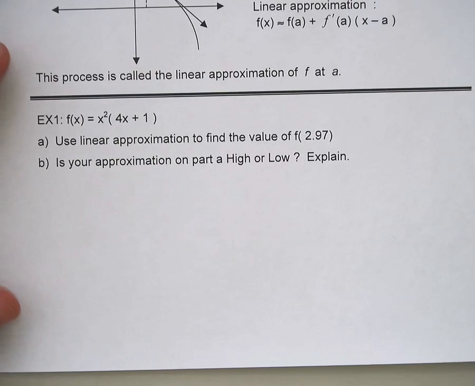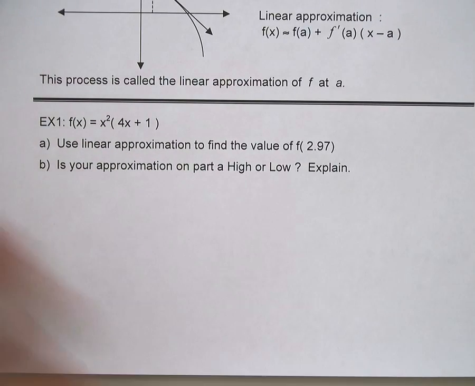Okay? So let's go down to example 1. Now for example 1, it says use linear approximation to find the value of f of 2.97. Linear approximation. Now plugging in 2.97 just as it is, not really a fan. I'm not really a fan of just plugging in 2.97. Now you could, and it's going to be roughly right, but let's do it this way.